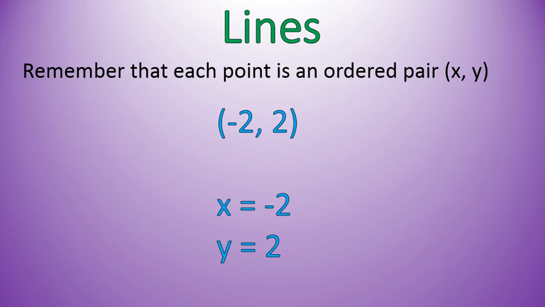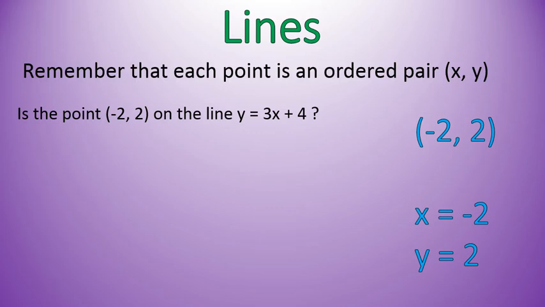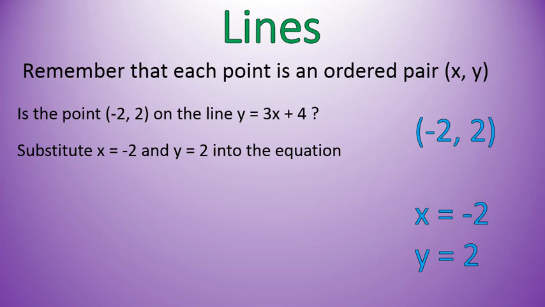So let's take a look at some questions. Is the point negative 2, positive 2 on the line y equals 3x plus 4? Remember that each point is an ordered pair. So you see on the side here I've listed negative 2, positive 2, where x is equal to negative 2 and y is equal to positive 2. I've taken that point and made it into two variables. Now we can substitute those variables into the equation and solve.